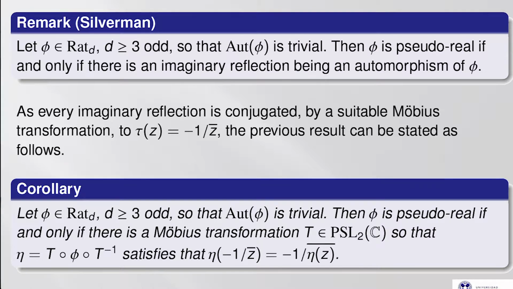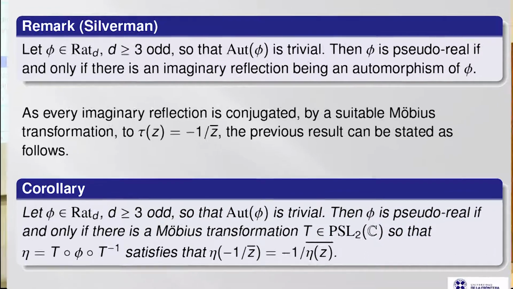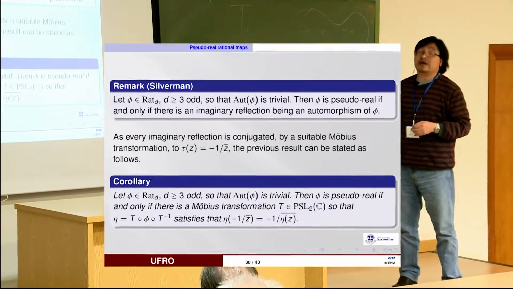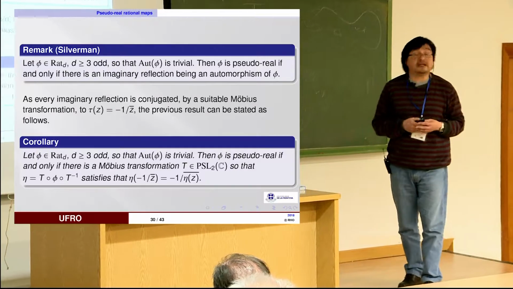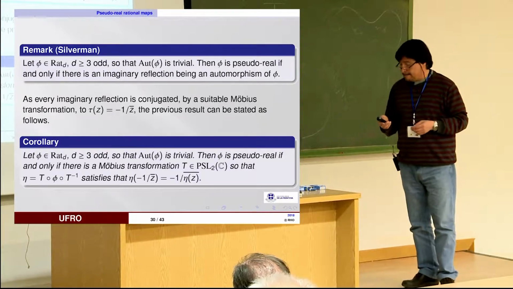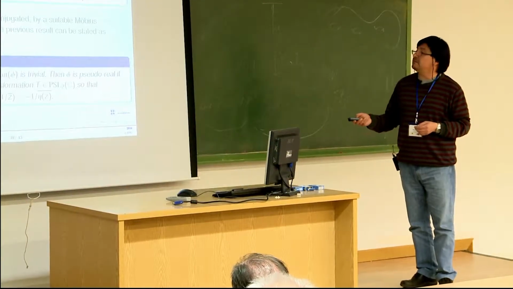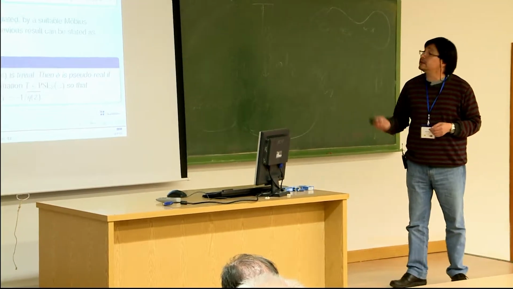So, Zimmerman observed the following. If you have a pseudo-real rational map whose group of holomorphic automorphisms is trivial, this is equivalent to it having an imaginary reflection as an anti-holomorphic automorphism, almost by definition. Also, you can describe them by this property. I will not go into this.